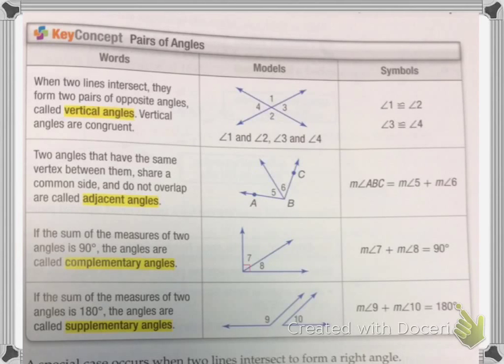So if we find the value of one or the other, we can find the second angle by subtracting from 90. With the supplementary ones, if we have a straight line, the measure of angle 9 plus the measure of angle 10 should together equal 180 degrees. These are just the pairs of angles that we talk about.